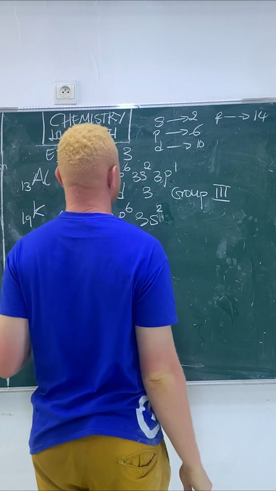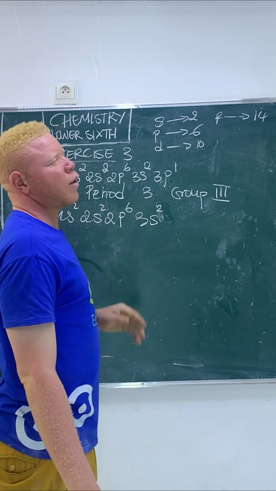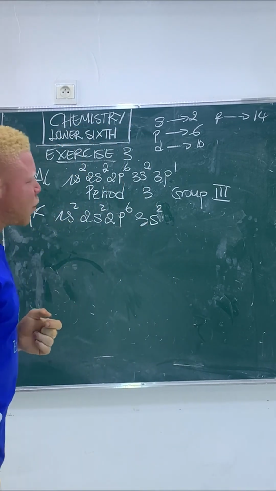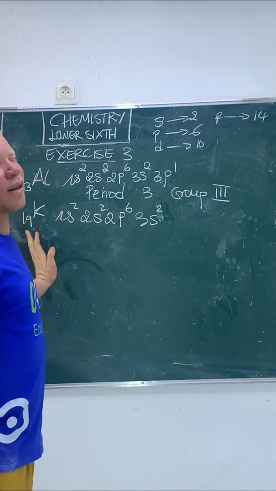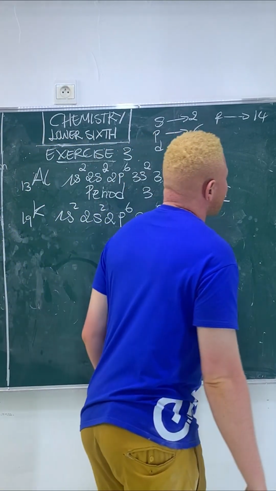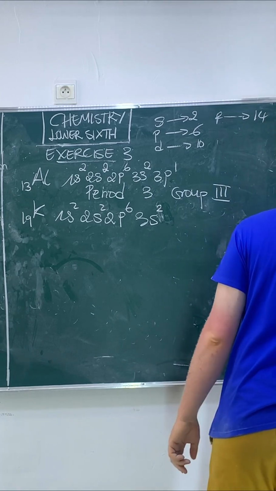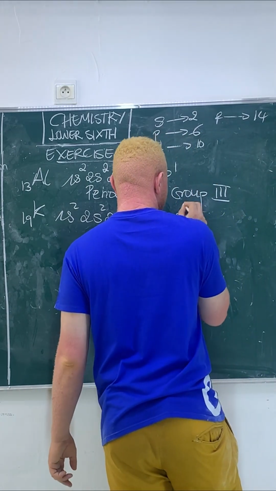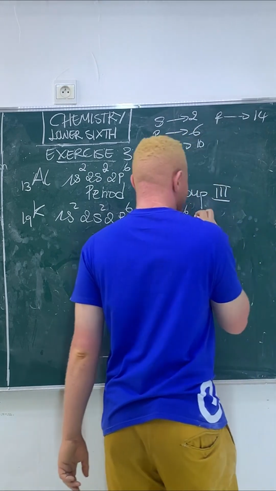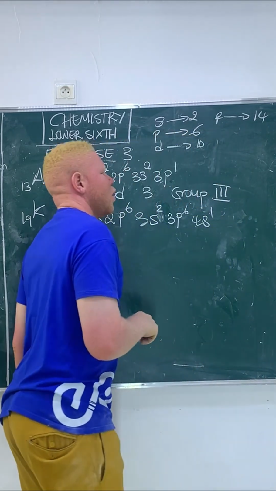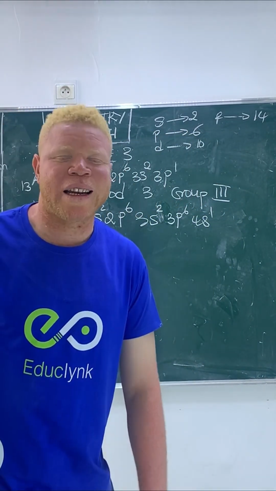Let's count the number of electrons. 10 plus 2 is 12, but we have not yet reached 19. We'll continue: 3s2, 3p6, 4s1. We realize that potassium is an s block element.